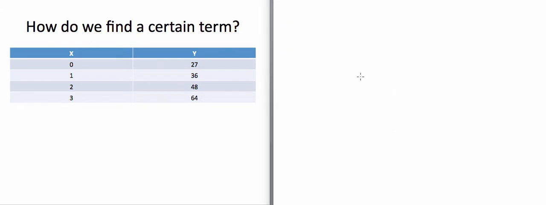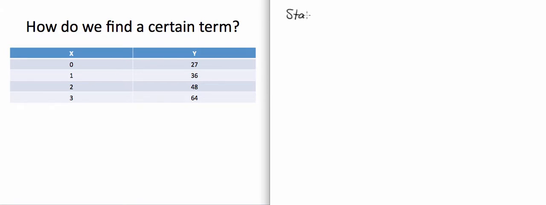Okay, so we're going to start off with a table very similar to what we had the other day, and we're going to first figure out what the constant multiplier is for this table, and how we would write this as a recursive routine. If we remember recursive routines from last semester, we have start at blank, and multiply by blank. So here our start at value is going to be 27.